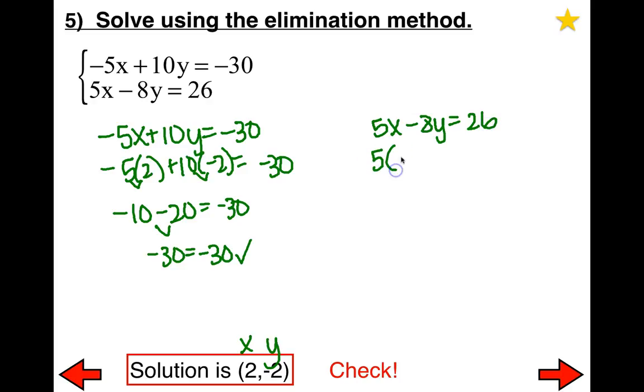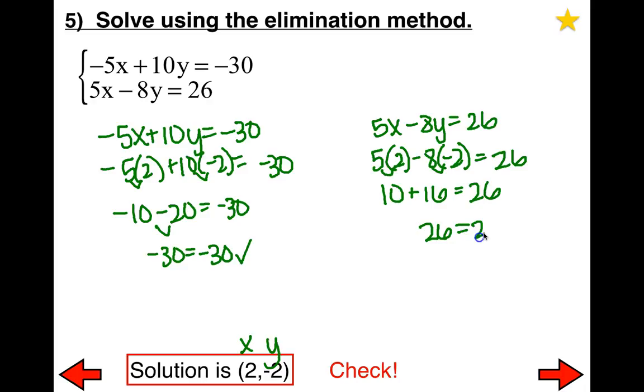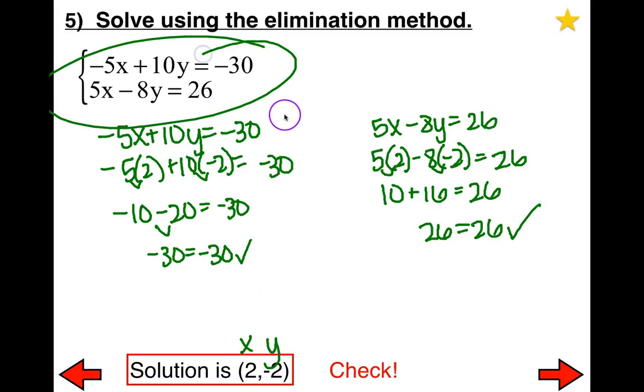For x, I'm going to go ahead and put a 2. For y's, I'm going to put my -2. Here we have 10. Here we have a +16. Does it equal 26? The answer is yes. So guess what? It works for both. So I can confidently say the solution to that system is indeed 2, -2.